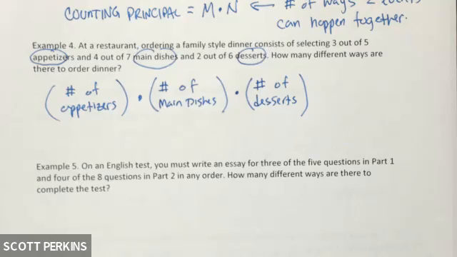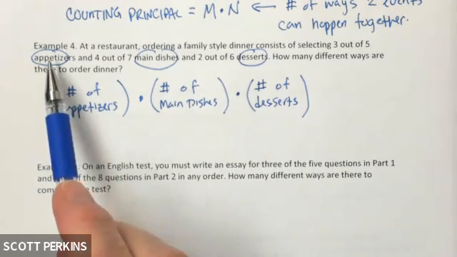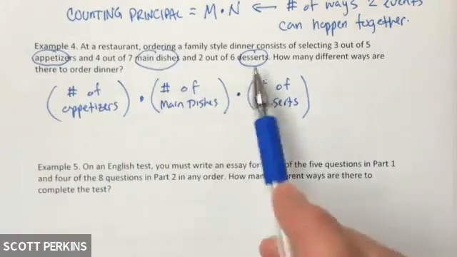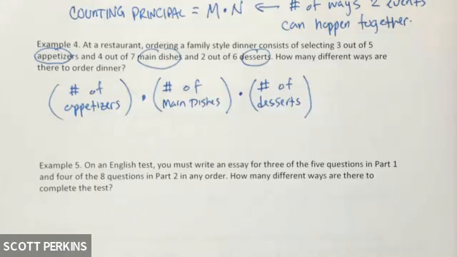Only this time, instead of like when we did the example of how many ways to flip a coin and then roll a die, and we said, oh, there's 2 ways to flip a coin and there's 6 outcomes when you roll a die, so 2 times 6 is 12. Instead of being given the number, we are told it's a combination problem. There are 3 out of 5 appetizers, 4 out of 7 main dishes, and 2 out of 6 desserts. So it's just a way to apply the combination problem a little more.